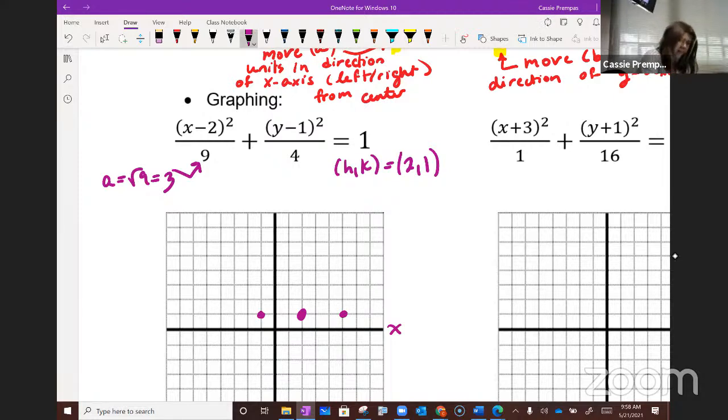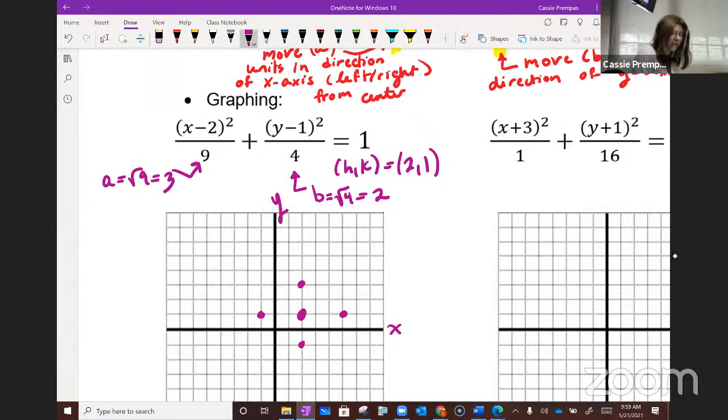In a similar fashion, to find the B value, it's not 4. What do I have to do to 4? Square root it, good. And now I'm going to go in the y-axis direction. So the y-axis goes up and down. So from the center, I would go up 2, and I would go down 2.